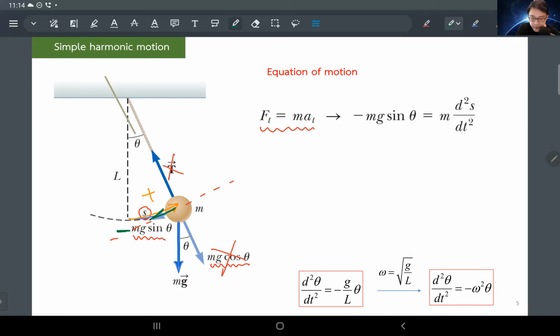Mg sine theta, let me put it in green. See that? So the mg sine theta is actually pointing backward while the S is at the positive position. So that's why I need a negative sign in front. Negative mg sine theta equal to ma, but a is just a tangential acceleration. It's an acceleration along this curve. It's still the second derivative of s with respect to time anyway. Cool? So far so good?